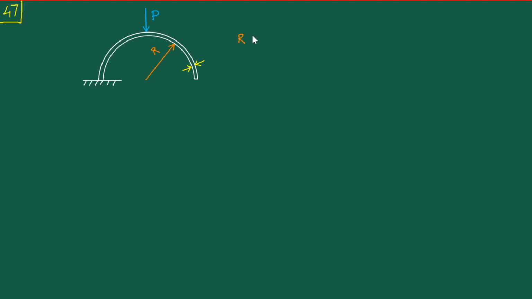R is greater than twice the depth. Okay, so this is our depth. So if R is greater than twice the depth, what we say is that our beam is thin.